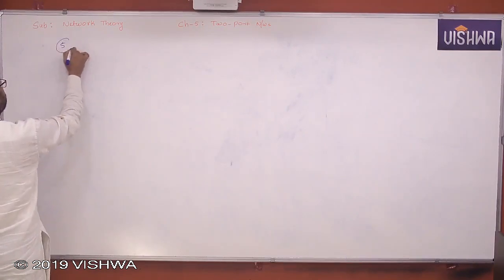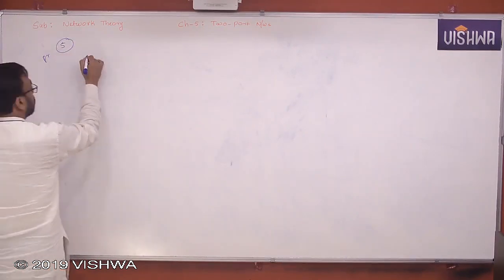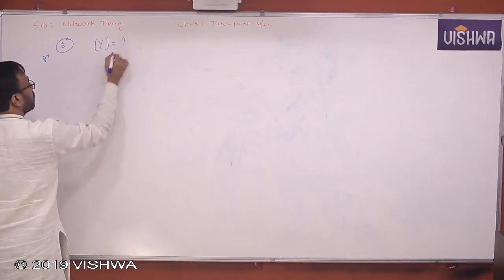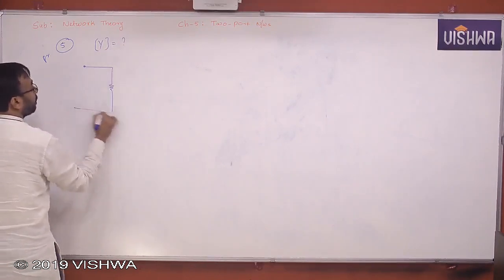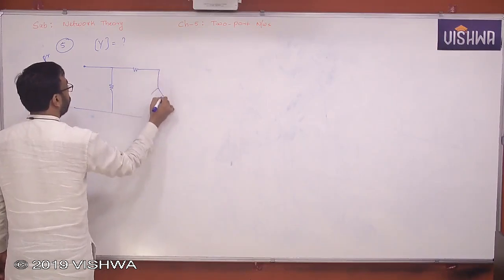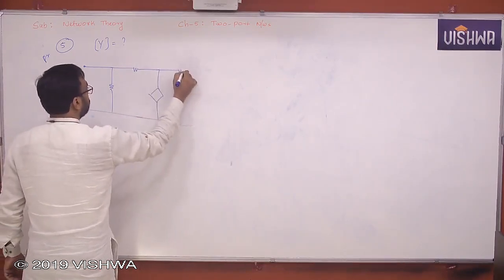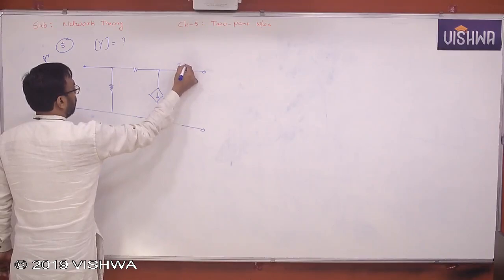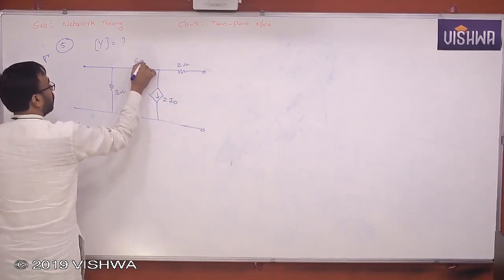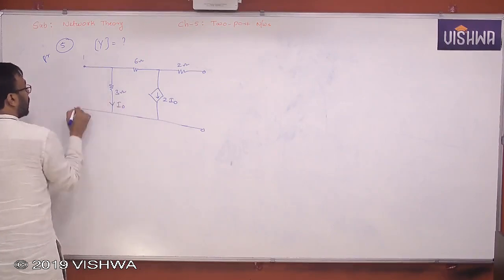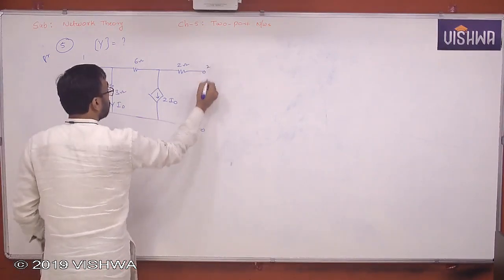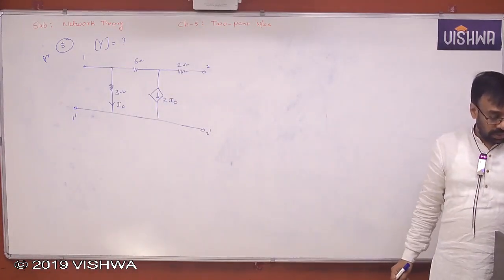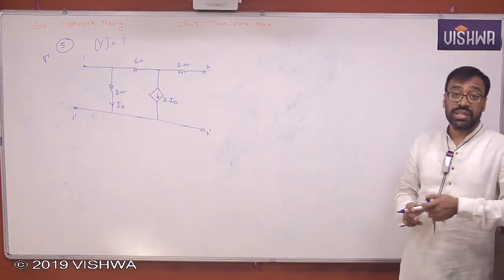Problem. This is very important because of dependent sources. Determine Y parameters of the following two-port network. With one dependent source it is given. You must always be careful when dependent source problems are given. Remember all of you. You must be very, very careful in case of dependent source.